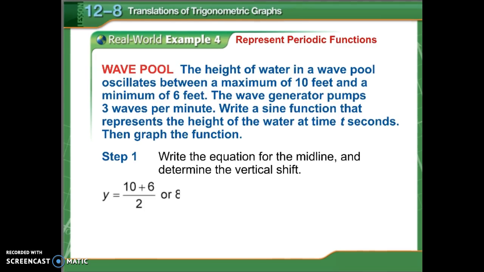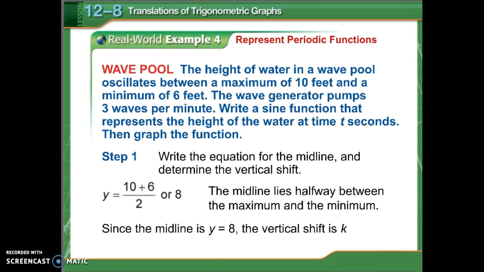So the first thing we want to think about is finding the midline of this graph. We know the graph oscillates between 10 feet and 6 feet. So the way you find the middle is just the average of those two numbers, which is 8. So the midline of our graph is going to be y equals 8, which means that our vertical shift is 8 units up above the theta axis or the x-axis.